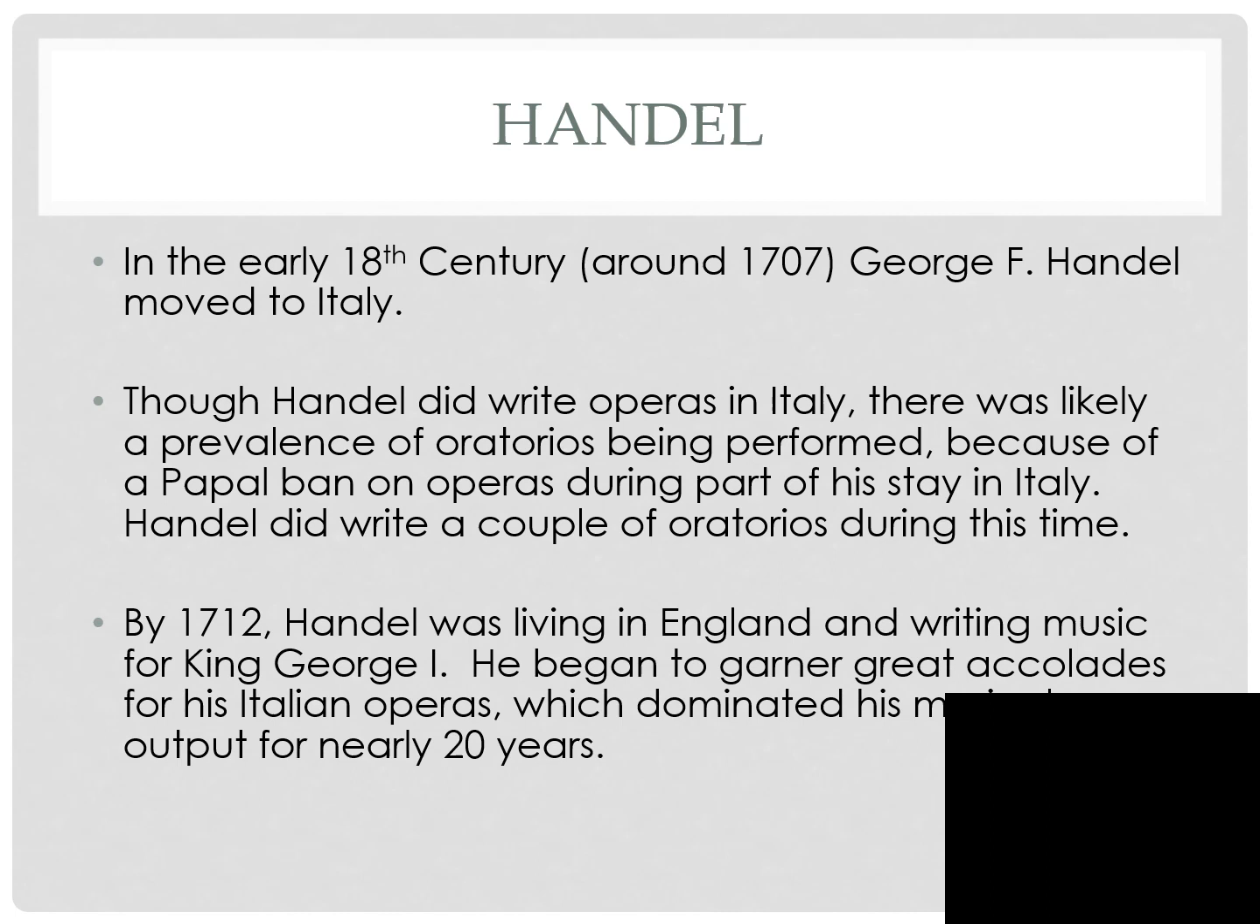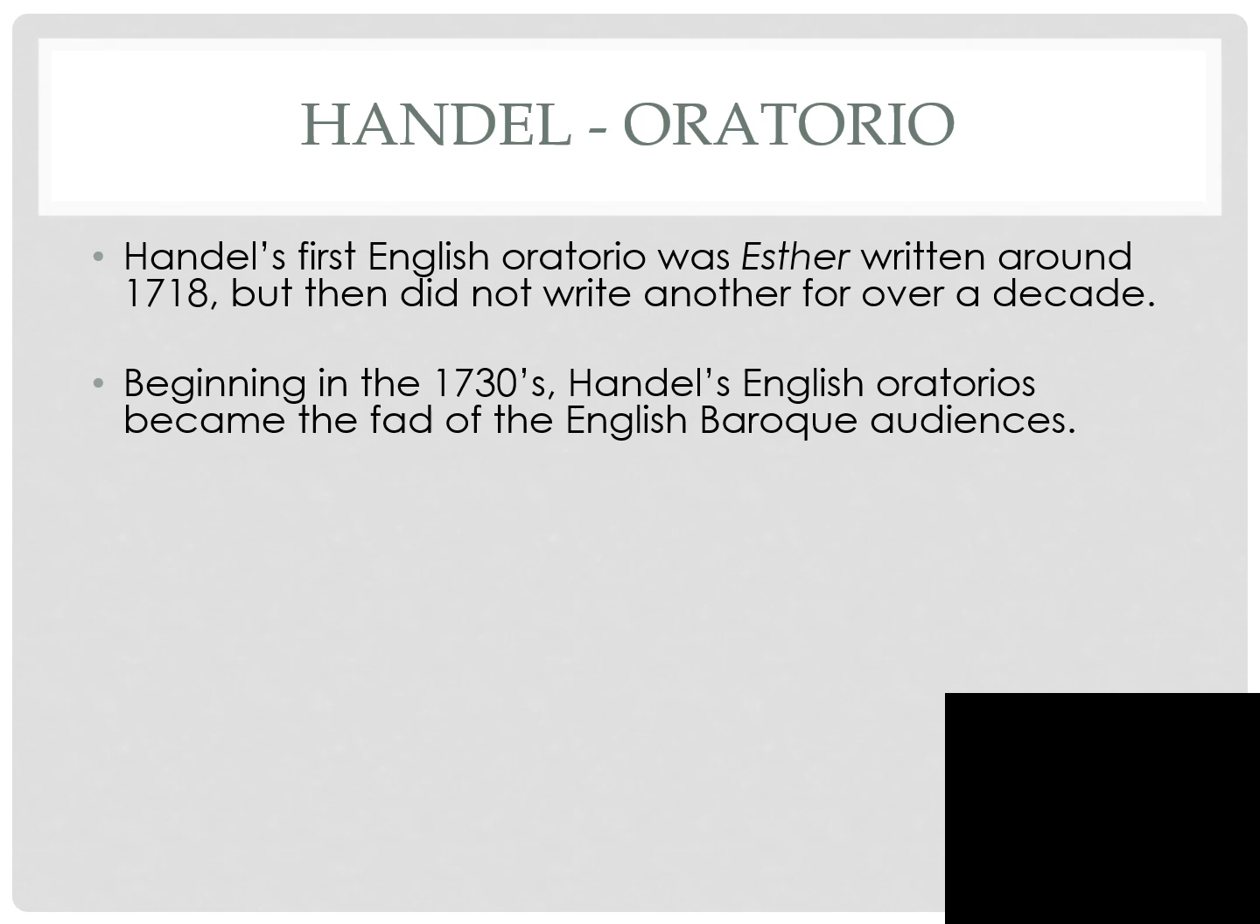By 1712, Handel was living in England and writing music for King George I. He began to have lots of accolades for his Italian operas in England, and a lot of his operas were being done in Italian, even in England, but he also started writing operas in English. So Handel's first oratorio was Esther, written in about 1718, the first English oratorio. But then he didn't write any more for quite a while as he was getting himself more established.